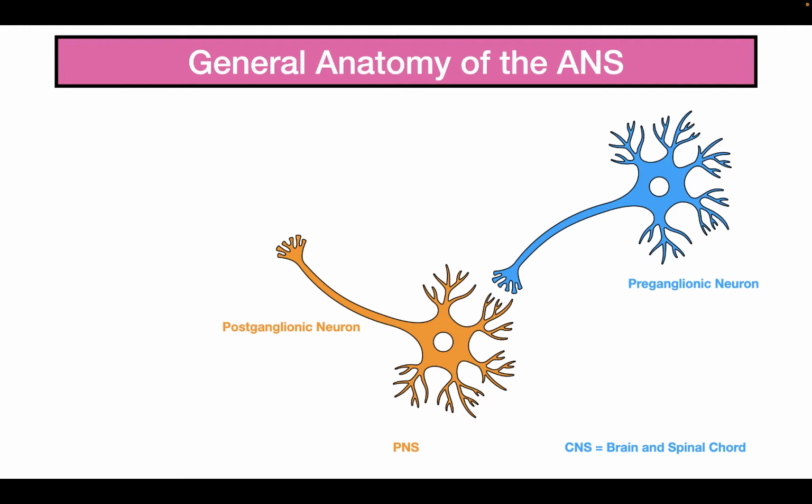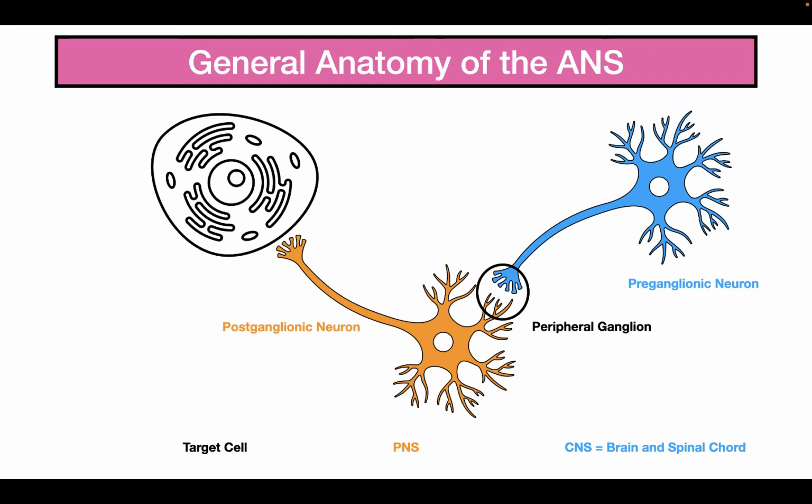The interaction between the postganglionic neuron and the preganglionic neuron is called the peripheral ganglion. The peripheral ganglion is where you have these two neurons synapsing with each other. The postganglionic neuron is then going to project onto a target cell, which will then produce a response. So the autonomic nervous system consists of these two neuron chains: the preganglionic neuron in the central nervous system, which projects into the peripheral nervous system to a postganglionic neuron.